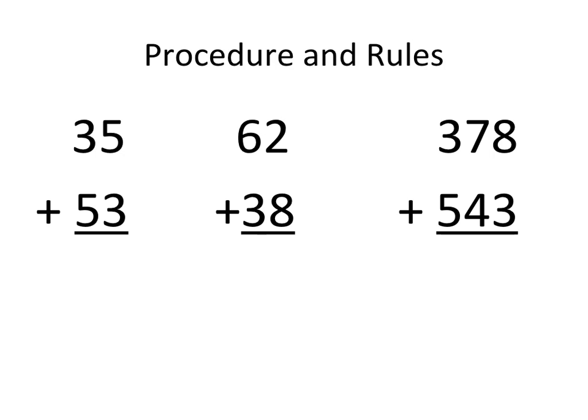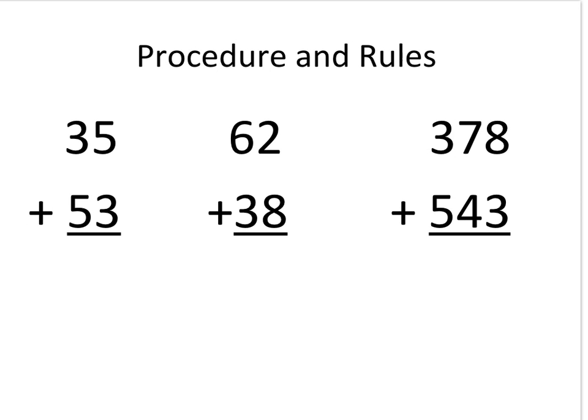So for this first problem, what we would want students to say is 5 ones and 3 ones is 8 ones. 3 tens and 5 tens is 8 tens. And our answer is 88. And as they're saying that, we want them to be able to visualize what a 1 looks like and what a 10 looks like from their work with the place value blocks.